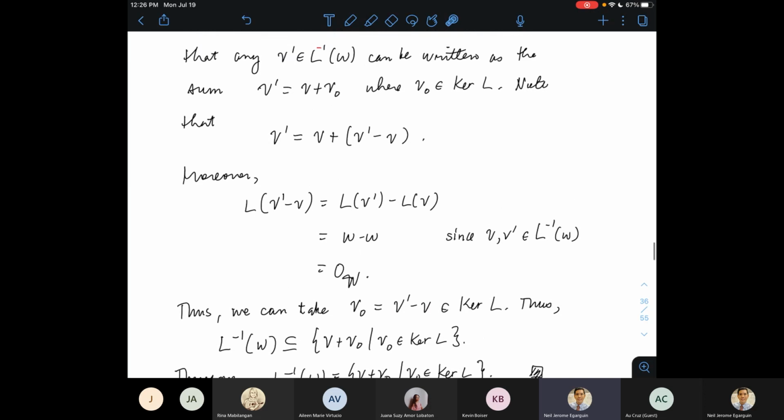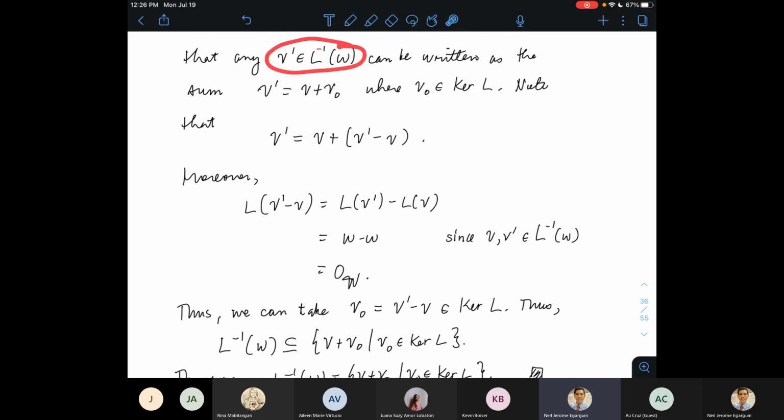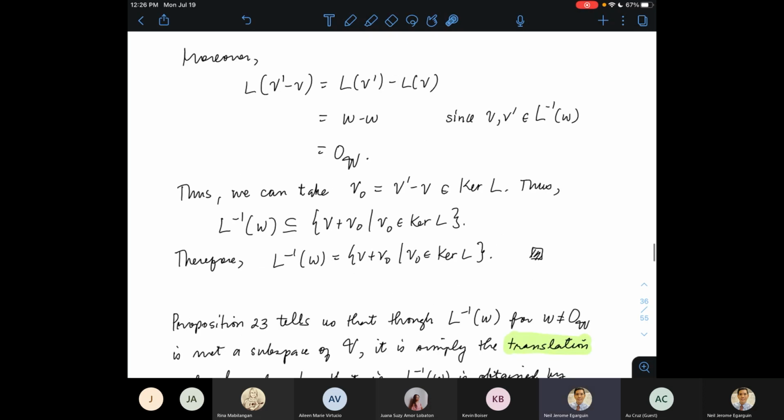And so we were able to show that any arbitrary element V prime of the inverse image of W under L is a sum of the fixed element V plus a kernel element V naught, where V naught is equal to this guy. And so that proves the equality of the two sets.